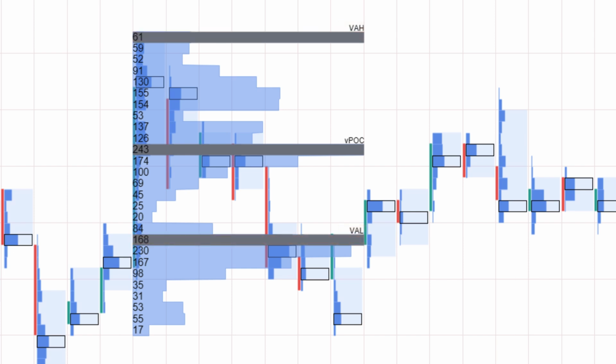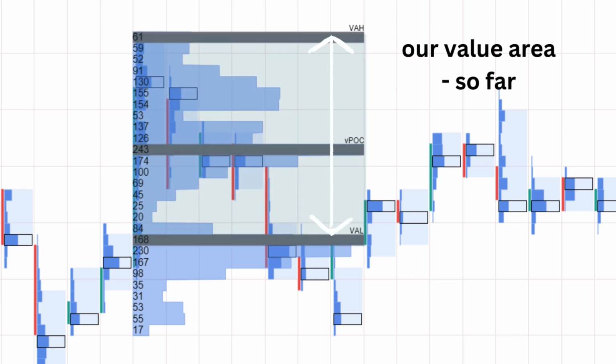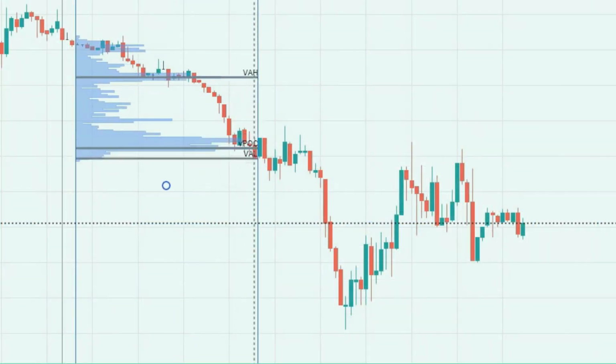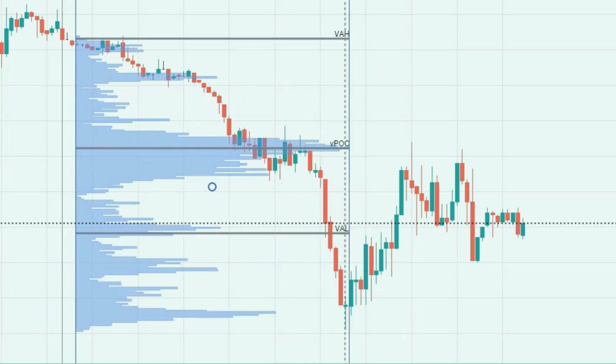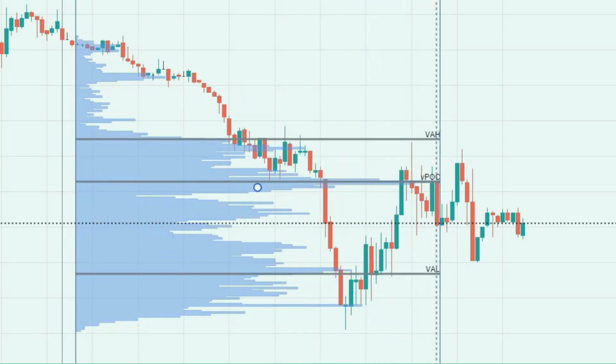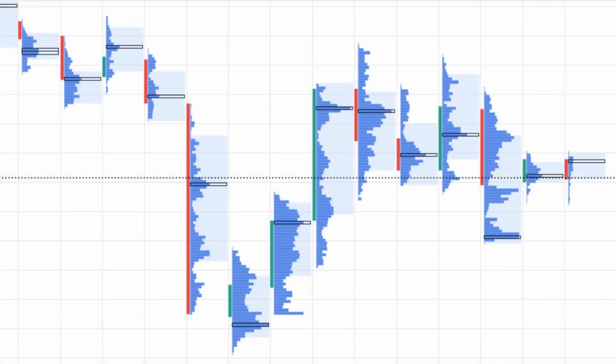So inside of the high and low is where 70% of the volume has been traded so far today. But remember, this will update and change as the day progresses. So now we know what we are looking at, we can apply some simple lessons that we have already learned.